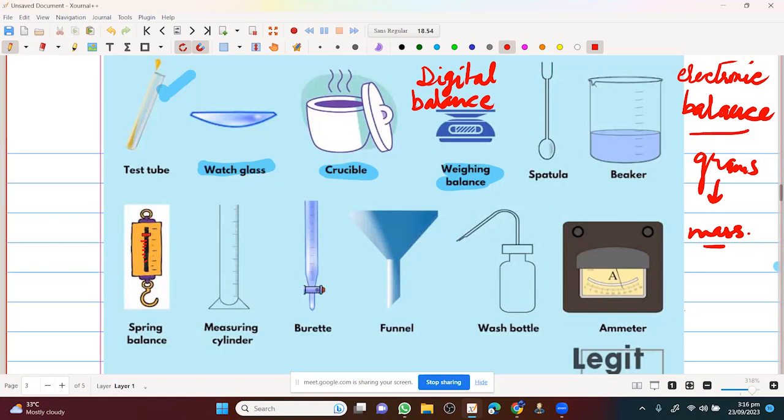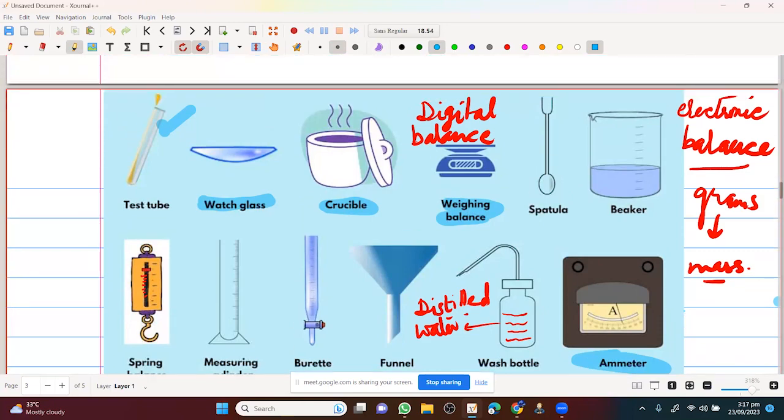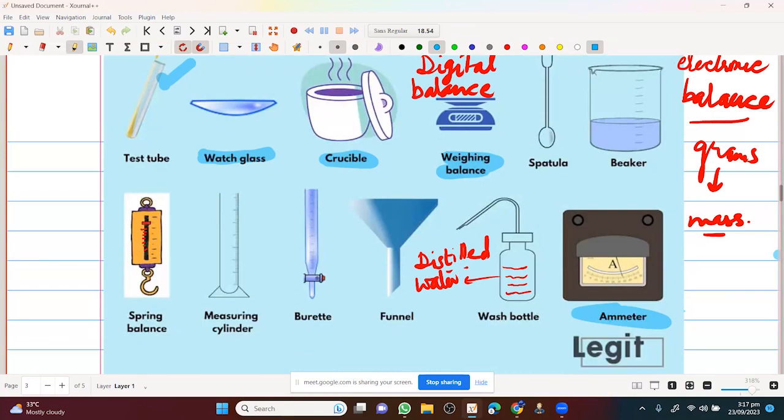This is again the measuring cylinder, burette, another way to look at this burette, funnel, and wash bottle in which distilled water is present, and we will use it to make solutions. So distilled water is there. The ammeter is there also. This one is the ammeter, for measuring the current. So this is all about the names and identification of the apparatuses and the purposes for which we will use them.